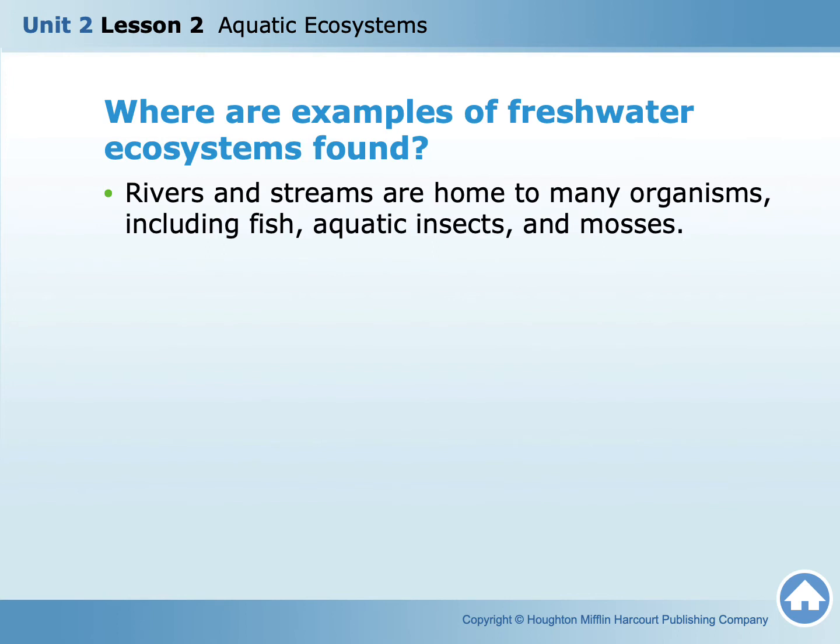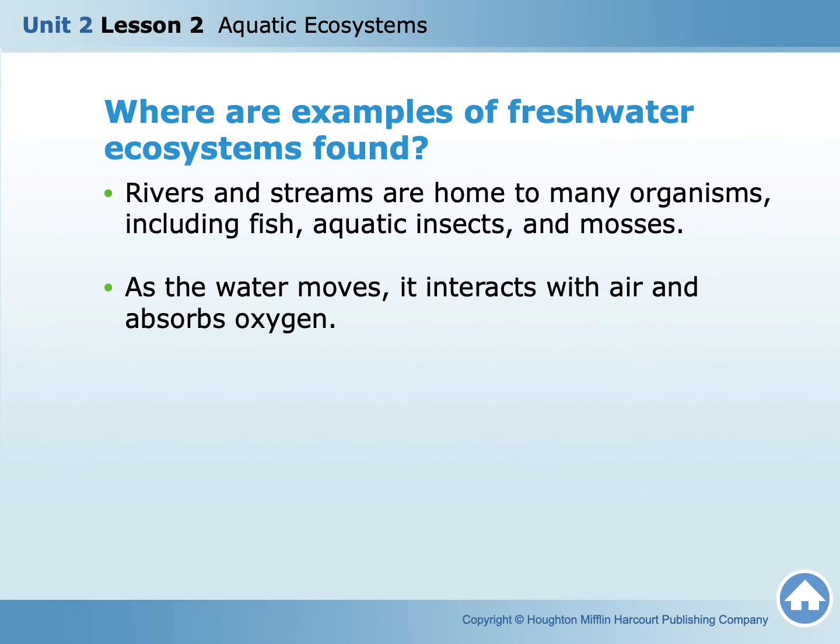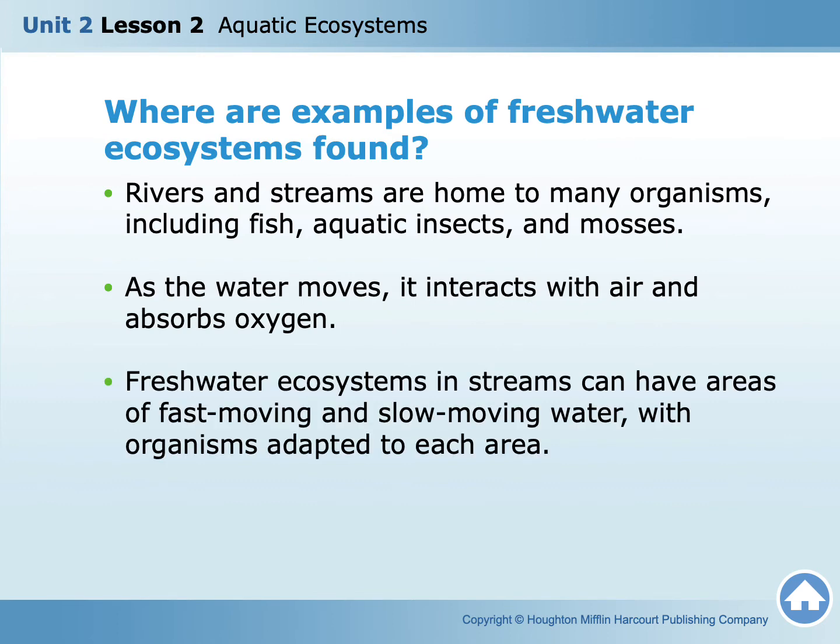Rivers and streams: fish, insects, mosses. So you can see here just some of the things that rivers and streams do. They have very fast and slow moving water. The organisms are adapted, so they're able to grab on and hold on to stay where they want, or they kind of move around with it.